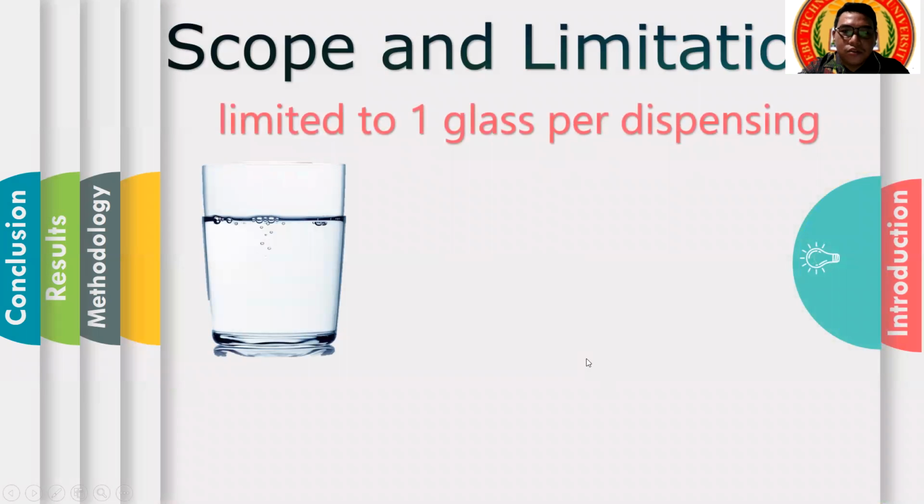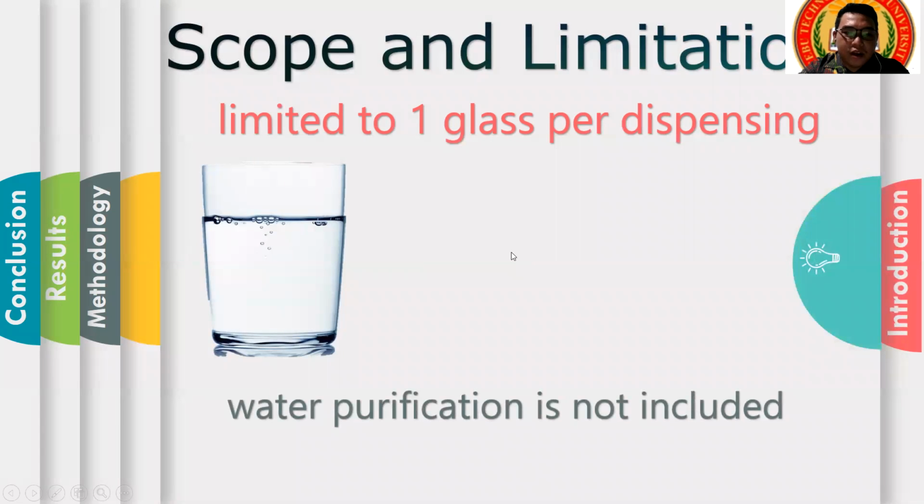Okay, so let's go to the scope and limitation. So this is only limited to 1 glass per dispensing. So this study is primarily made to innovate the design of the present water dispenser that is found to be needing development and improvement. Also, purification of the drinking water is not included in the study. Additionally, the dispense volume is set only to 1 glass every time the push button is pressed.